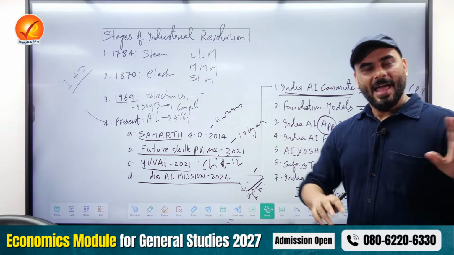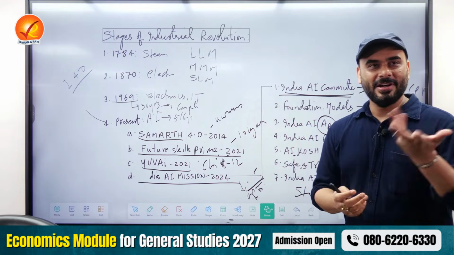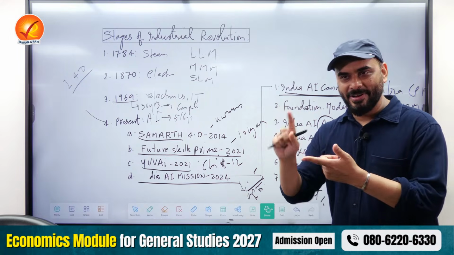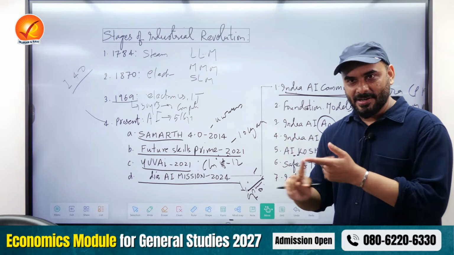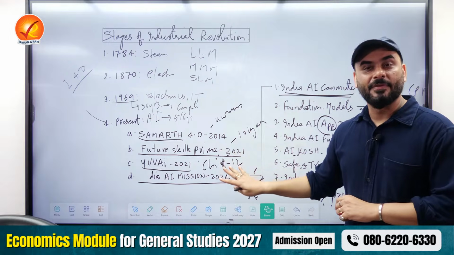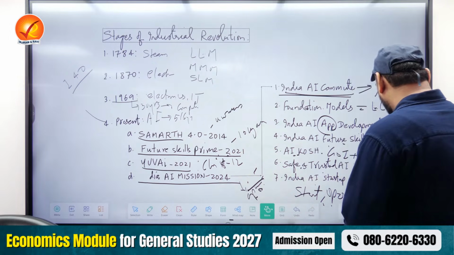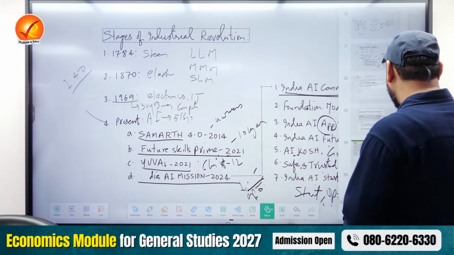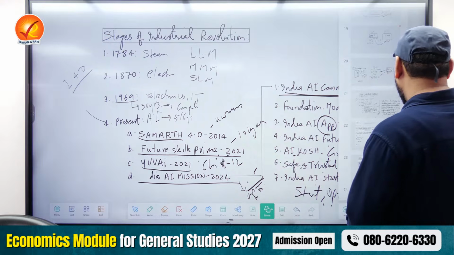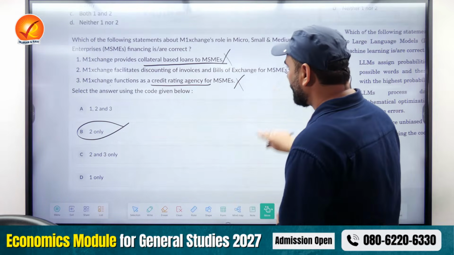Now, having studied all this, see what we did. First, we did manufacturing, then we did MSMEs, then startups, and then AI. This completes our analysis. Now, I'll show you how you can answer questions in the exam. Let us do this. Let us try to see if we are able to answer questions.